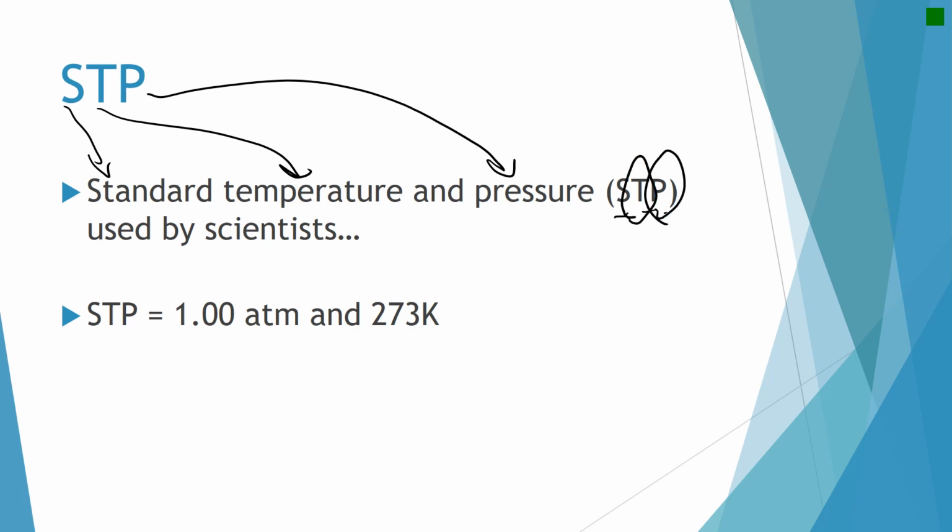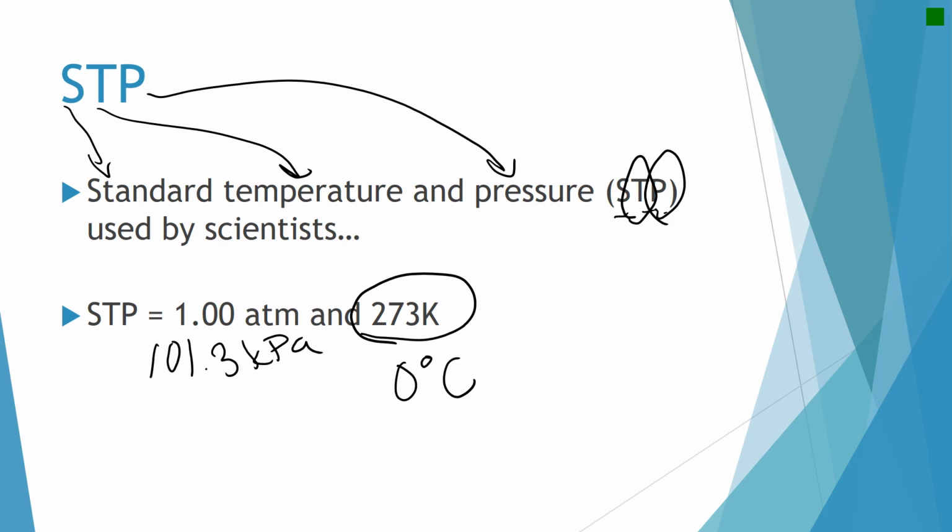We just defined standard as these. Standard temperature is 273 Kelvin, which is equal to 0 degrees Celsius. So I could either write 273 Kelvin or 0 degrees Celsius. Both would be considered standard temperature. Standard pressure would be 1 atmosphere, or 101.3 kPa, or 760 millimeters of mercury.